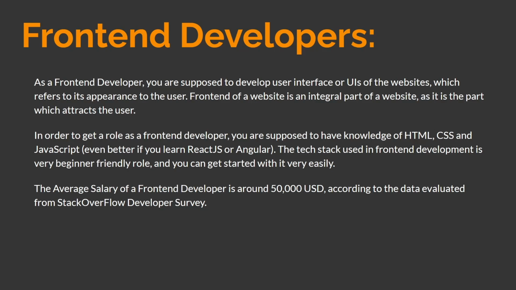Okay, so this is not rocket science, it is very simple stuff. The tech stack used in software development is very beginner friendly, and you can get started with it very easily. These technologies are very easy to learn. You can get started even today. The average salary of a front-end developer is around 50k, or 50,000 US dollars, according to data evaluated from the Stack Overflow developer survey.